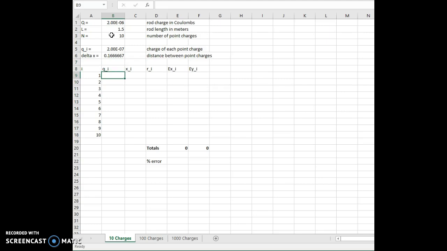Now let's go ahead and calculate what's going on for each of these individual charges. Well, each charge here has a charge of 2 times 10 to the negative 7.